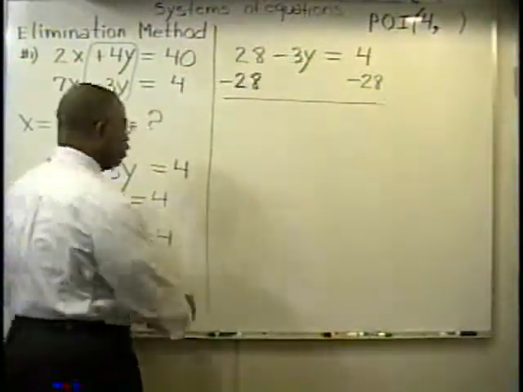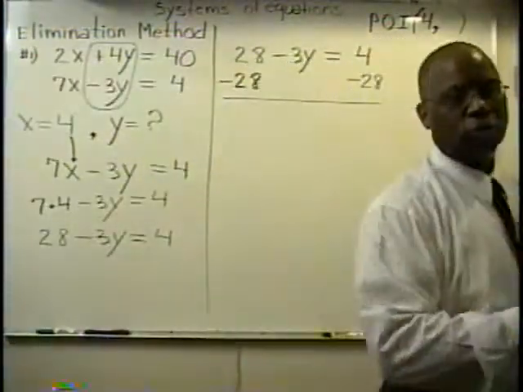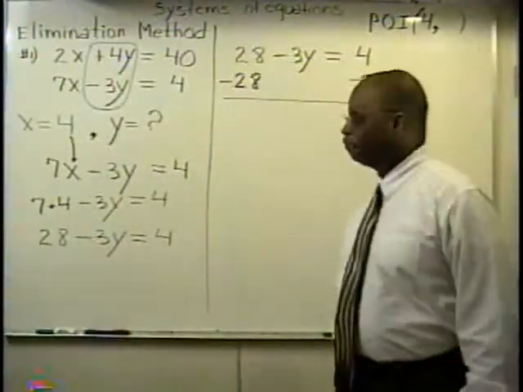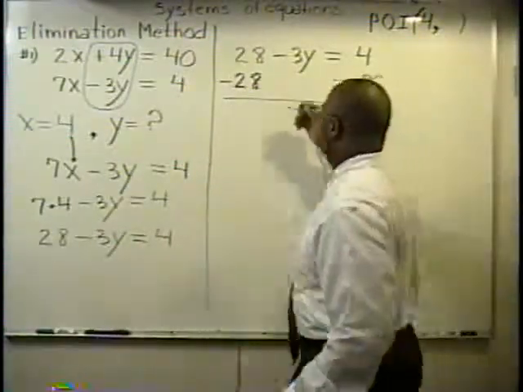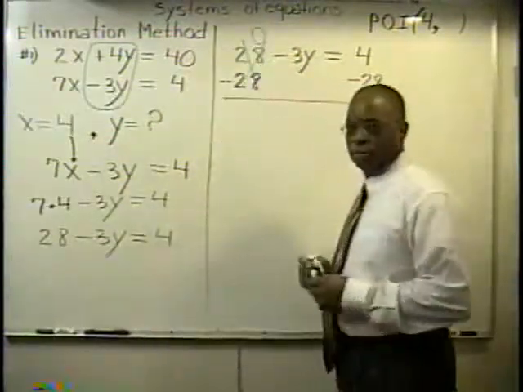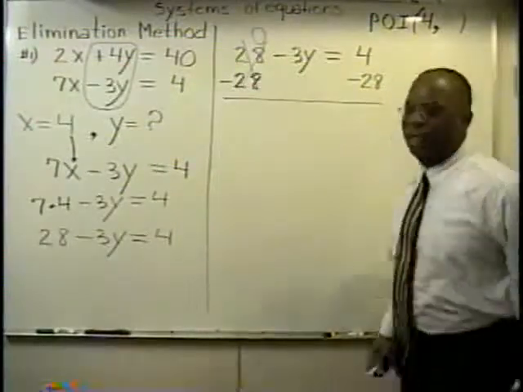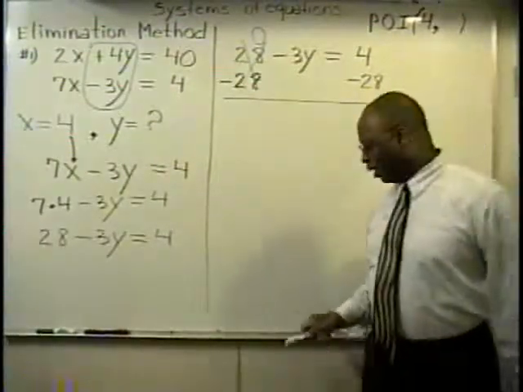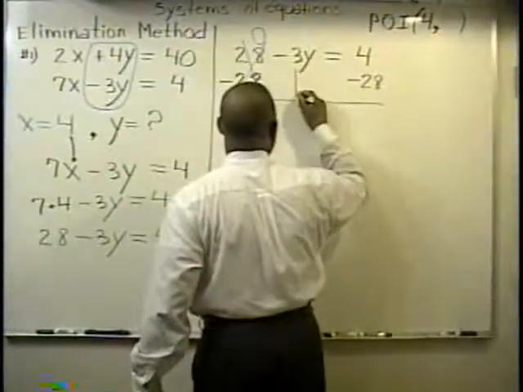Now, because these are additive inverses, what happens now? Yeah, these are two additive inverses, so therefore, they're going to cancel one another. I get zero. And voila! I get the 3y by itself. Is that correct? So the 3y comes down.